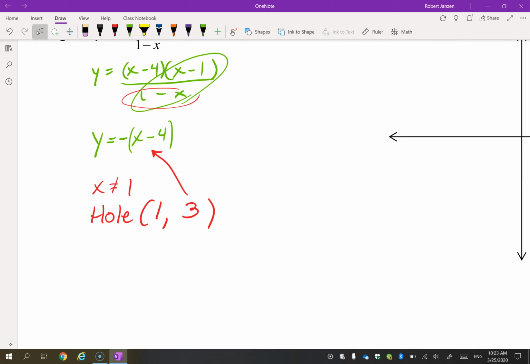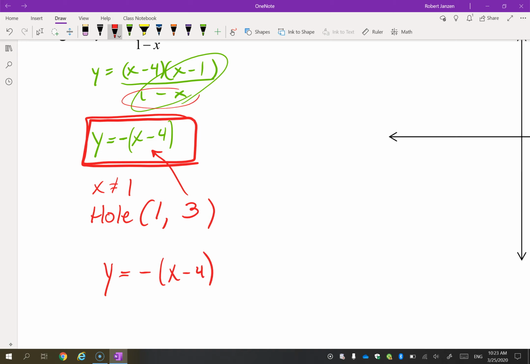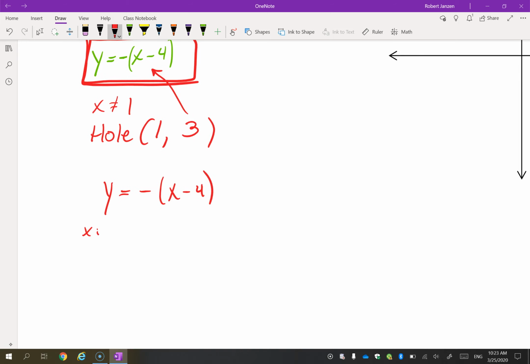And then, do I have a horizontal asymptote? Well, I'm graphing this now. That's just a line. There's no horizontal asymptote there. Okay, so let's graph that line, y equals negative x plus 4. I think the best way to do this is to find the x and the y-intercepts, because we're going to get used to doing that for all of these.